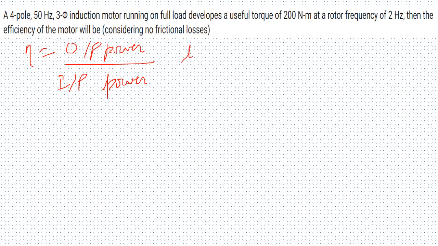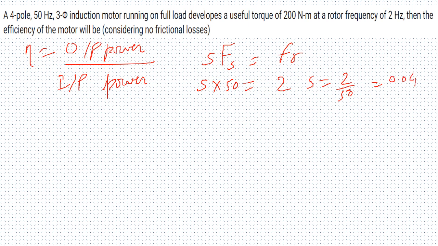Slip is, say, S. So S into F stator is equal to F rotor. The stator flux frequency is 50 Hertz, and the rotor frequency is given to us as 2 Hertz. So the slip is 2 by 50, which comes out to be 0.04. This is the value of the slip.